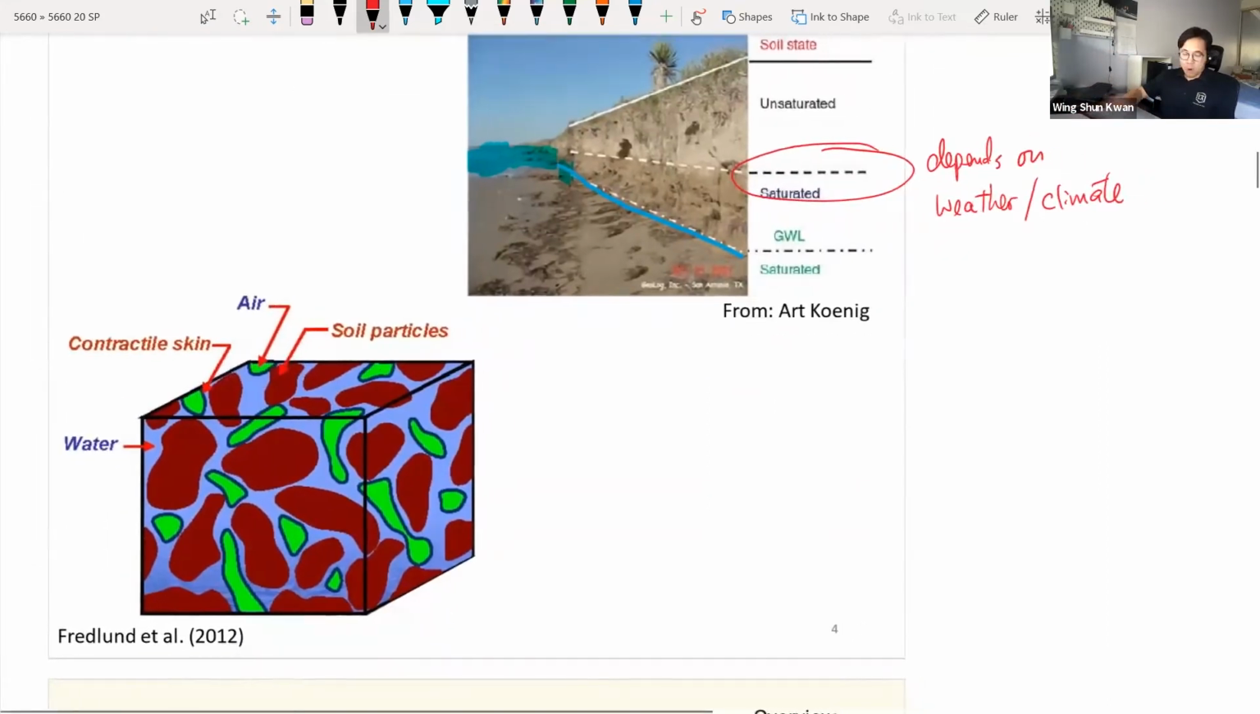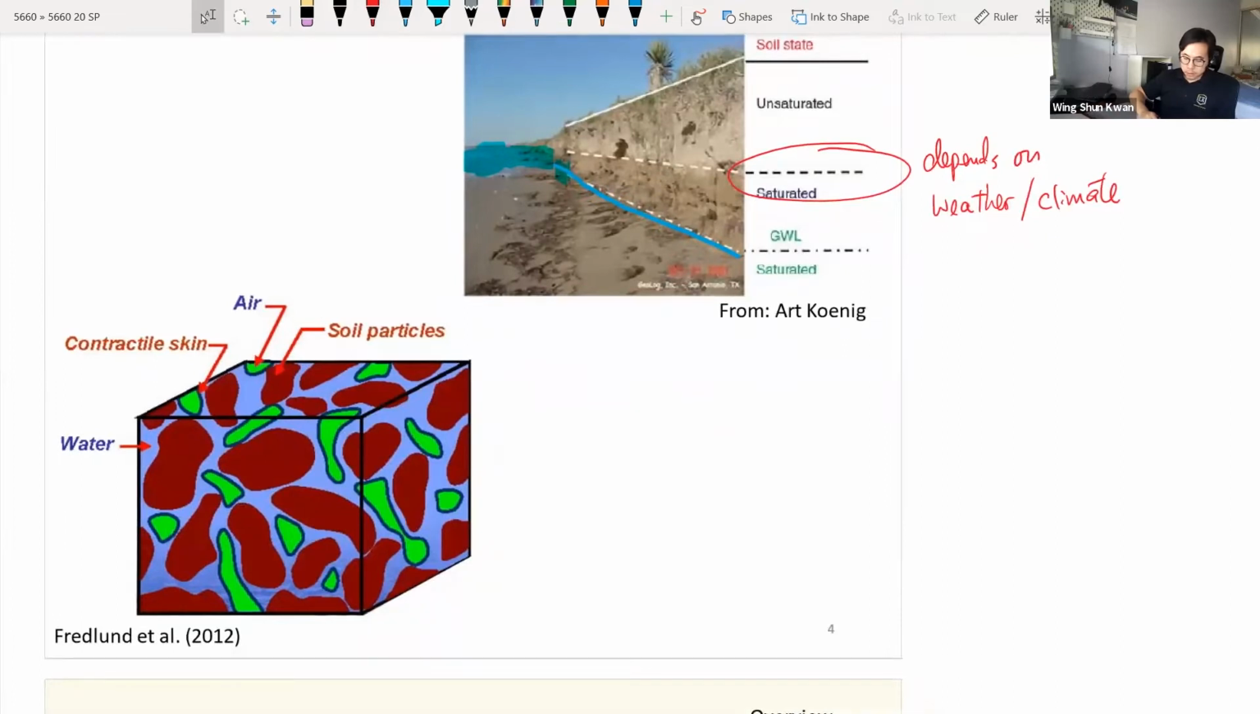And if we take coastal slopes, for the unsaturated soil mechanics, which means the air phase is assumed to be continuous.